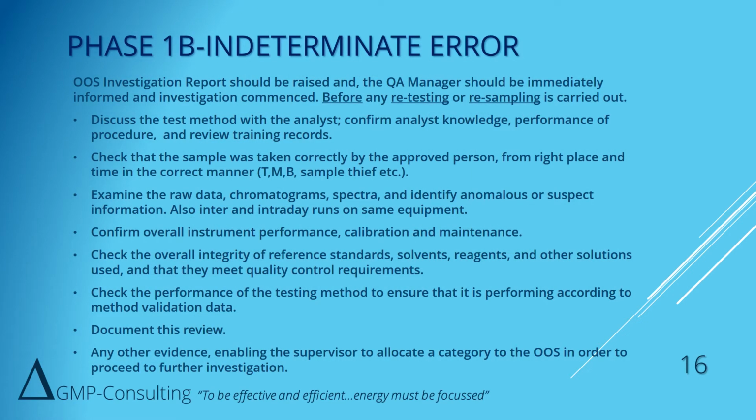If you're unfortunate enough to have to go to phase 1B and what's called an indeterminate error, that is, you cannot on initial investigation figure out what the problem is, the OOS should be raised and the QA manager should be immediately informed and the investigation commenced before any retesting or resampling is carried out. That's a difference from what used to happen, where QC were often left to their own devices to start with and retest and so on. That's a major change, because QA are seen as independent from QC, so QA need to agree to any kind of retesting and resampling.